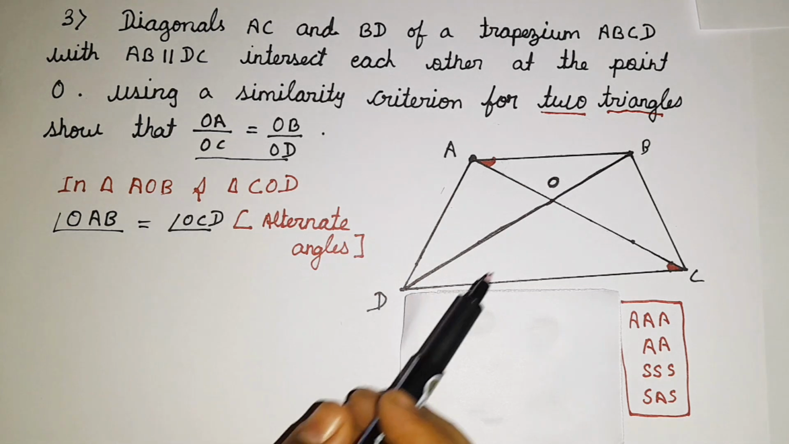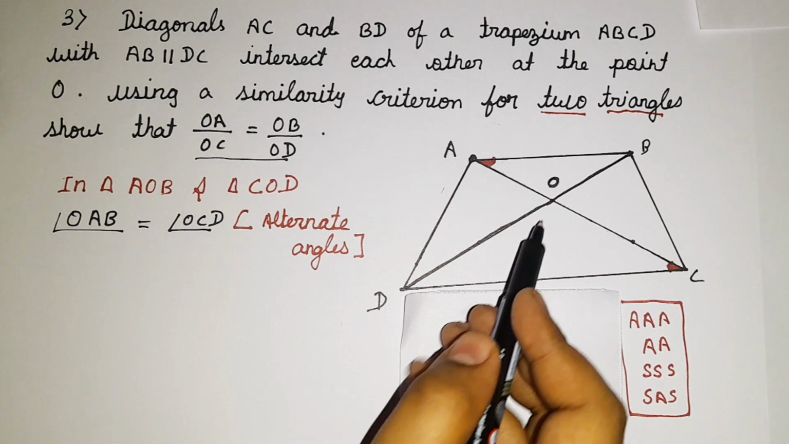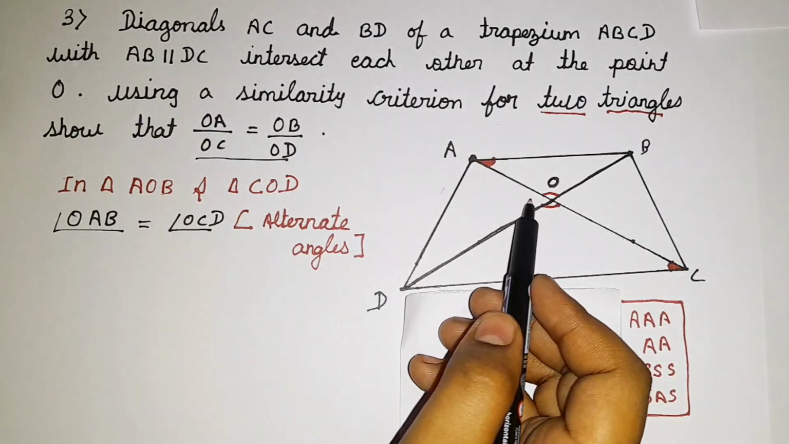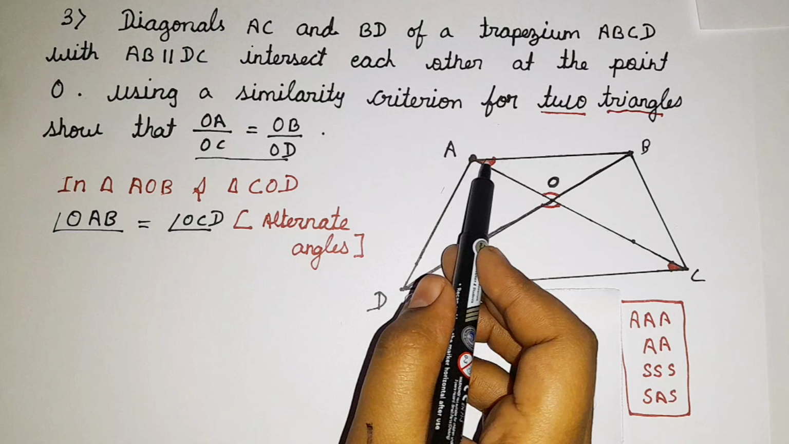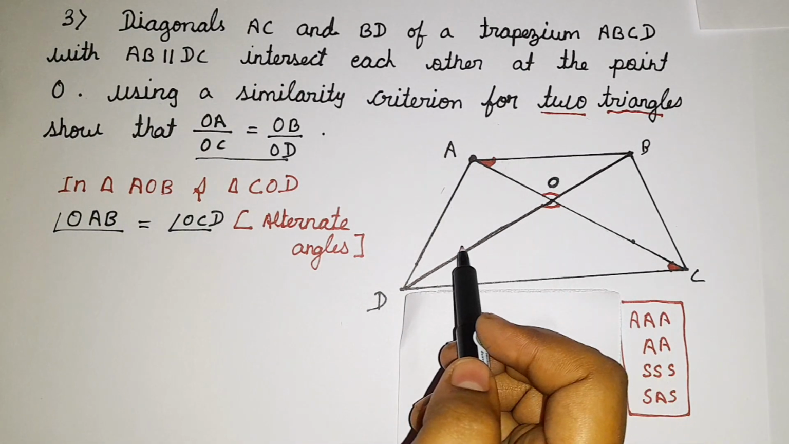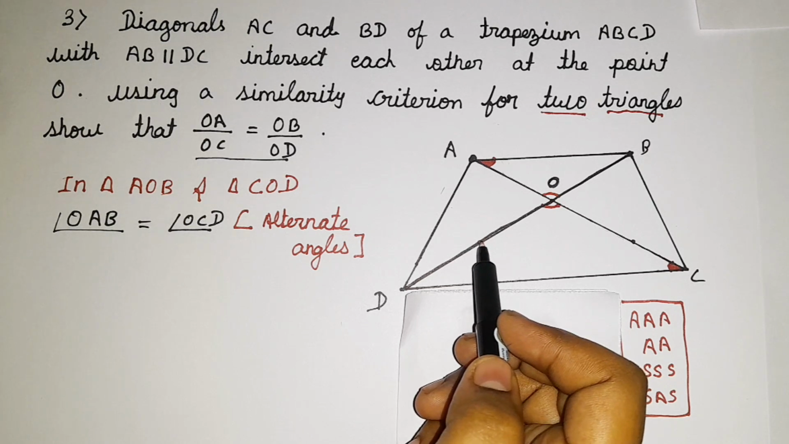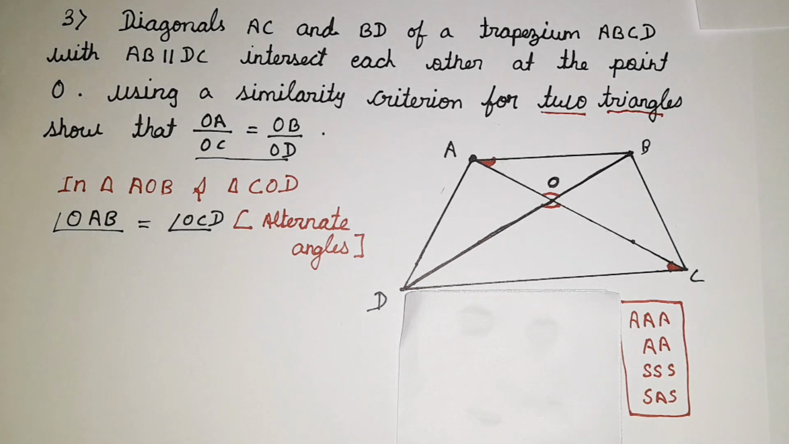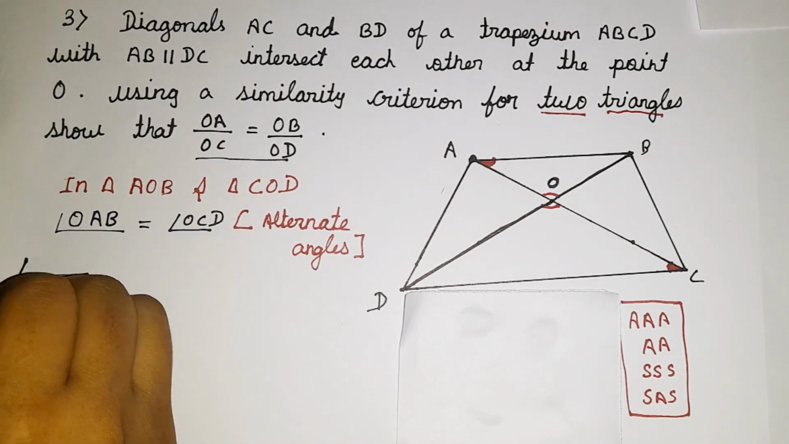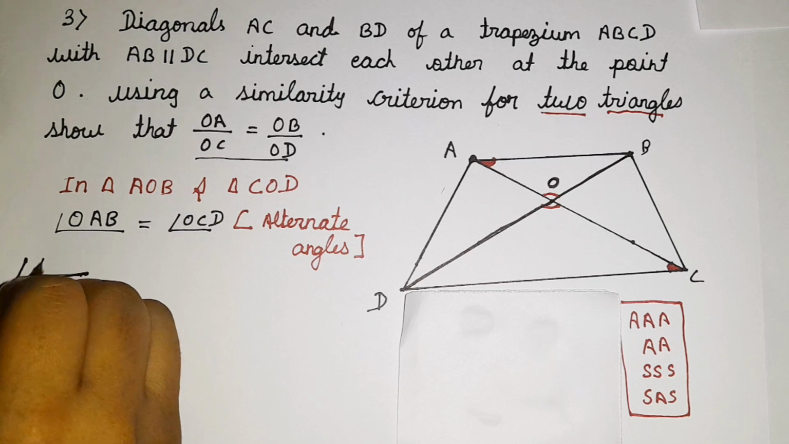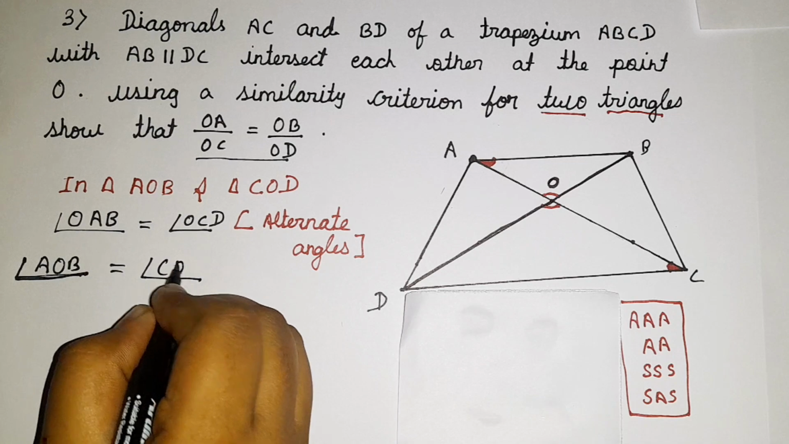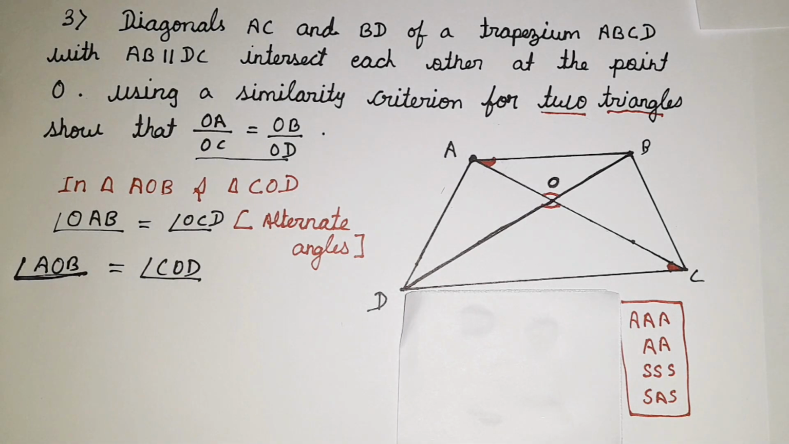Now when you look at this figure, do you think these both angles are opposite angles, that means vertically opposite angles? So angle AOB is equal to angle COD. Why? Because they are vertically opposite angles. Let me write it. Angle AOB is equal to angle COD, because vertically opposite angles.